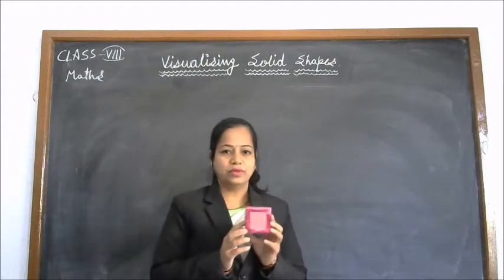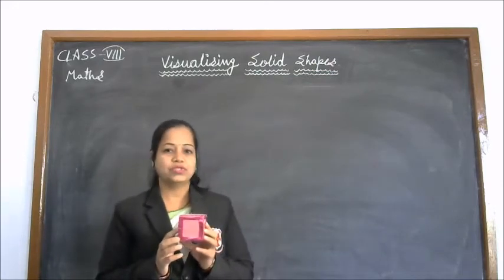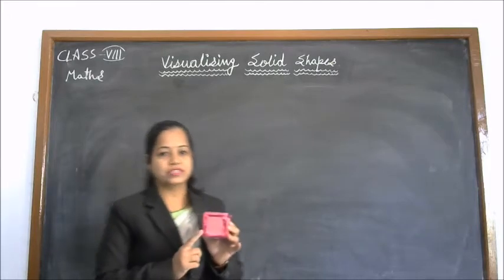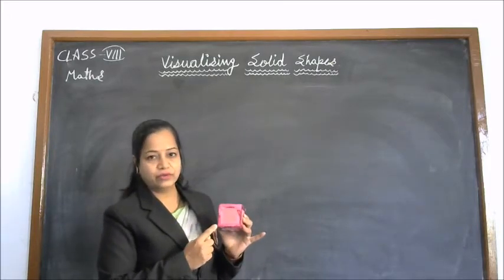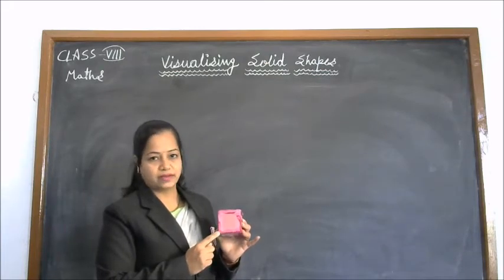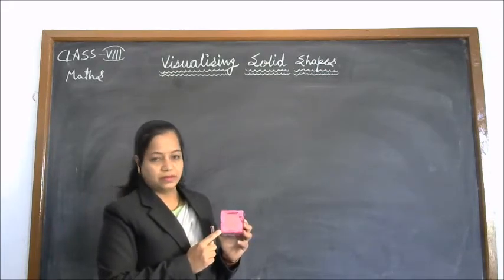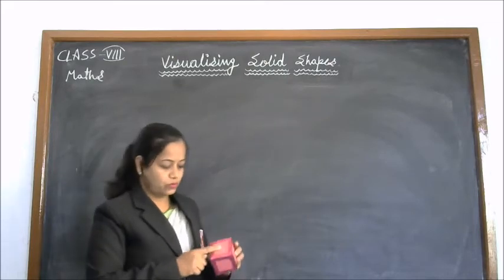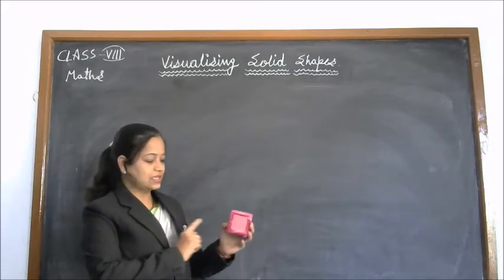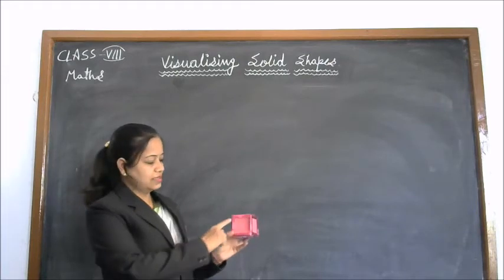This is a cube and we have to see its top, side and front view. This is its front view. Its front view is a square. Its top view is also a square shape and its side view is also a square shape.